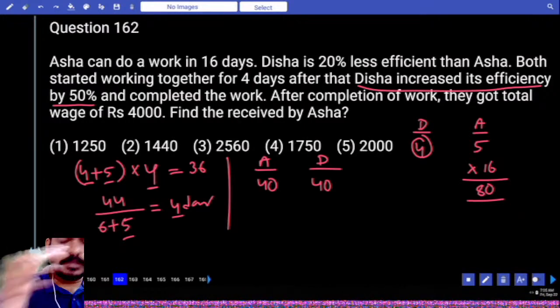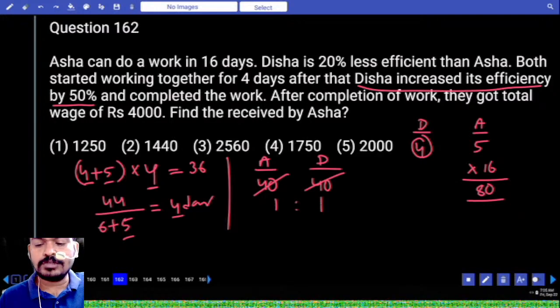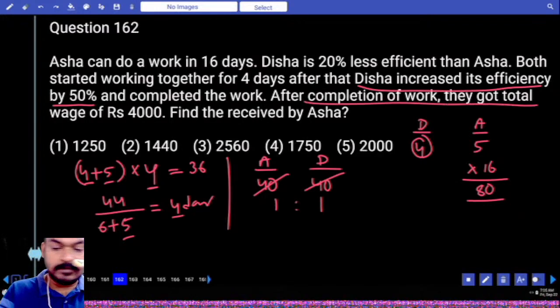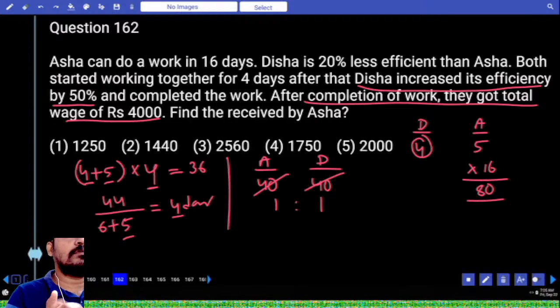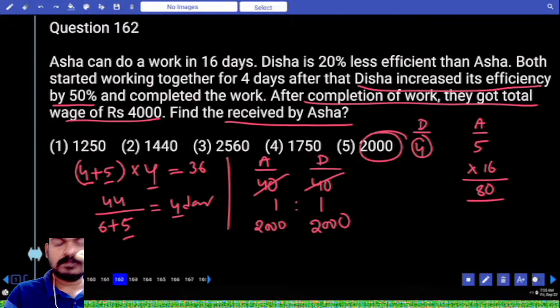Disha. Means work ratio is how much? 1:1 or 1:2? 1:1. After completion of the work they get a wage of how many rupees? 4,000. Find the received amount of Asha. Both completed equal amount of work or different amount of work? Equal amount. Means both receive the same share or different share? Same share. First one 2,000, second one also 2,000. What is the answer? 2,000.